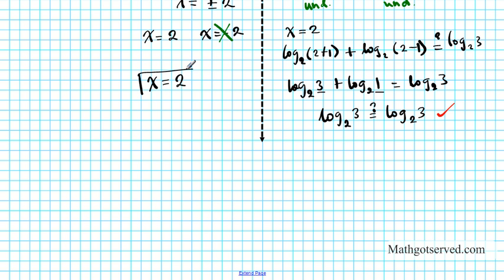Okay, so you see how important it is for you to do a check when solving logarithmic equations.